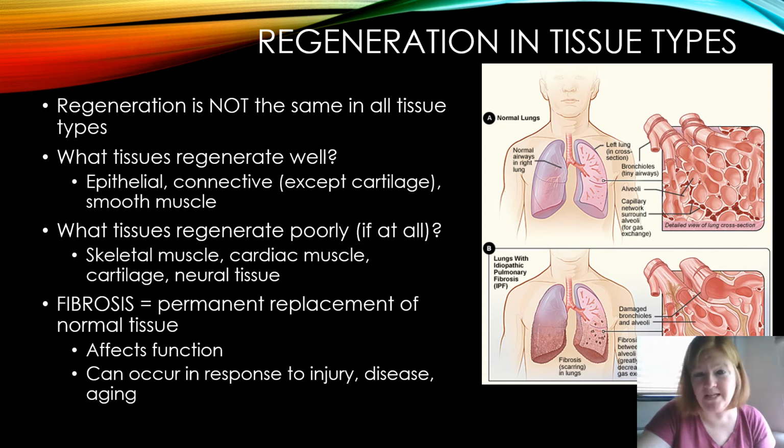Now, fibrosis is the permanent replacement of normal tissue, and it affects the function. So it can occur in response to injury, disease, and aging. So for example, if you have skeletal muscle that was injured and instead of being repaired, it was replaced with fibrosis, then that area does not function as muscle tissue anymore, which creates problems. Bigger problems if that's in your heart, okay?